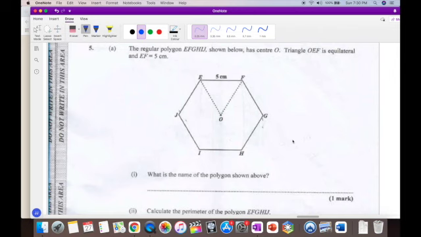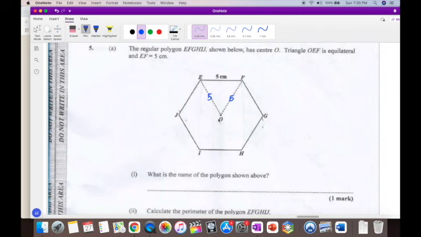A regular polygon EFGHIJ, and I can see that it has center O, and the triangle OEF is an equilateral triangle. Equilateral means all the sides are the same. So if this is 5, that means that this is 5, that means that this is 5. That's what an equilateral triangle is, right?